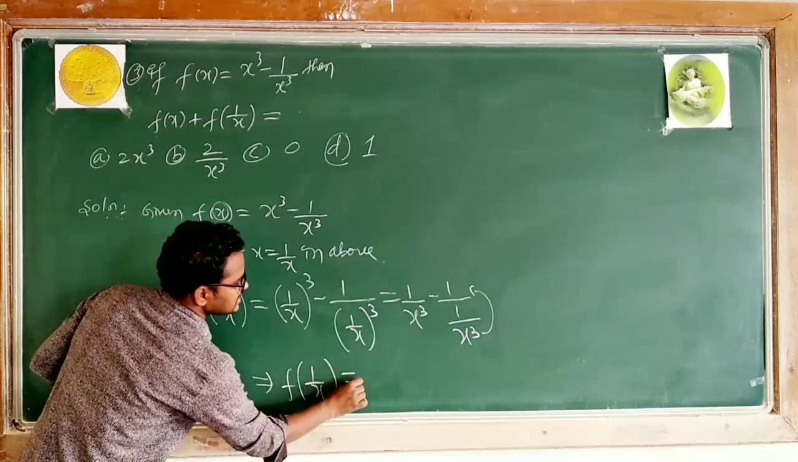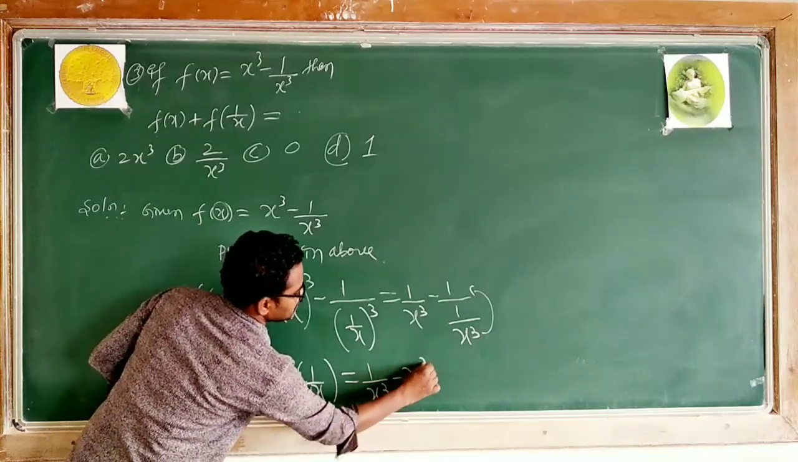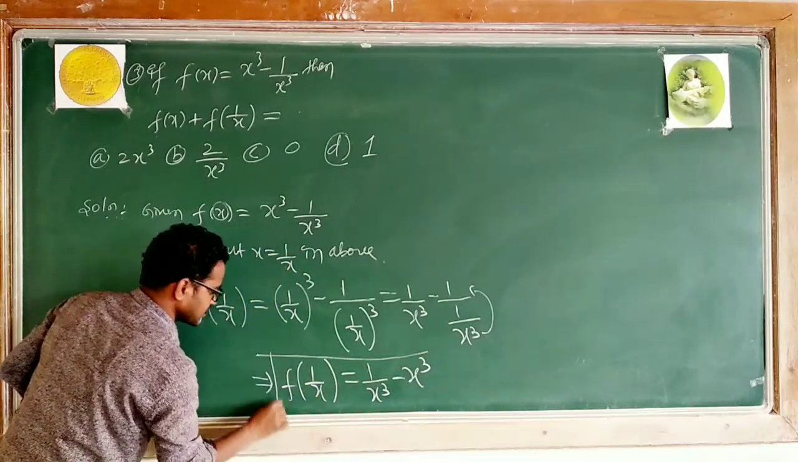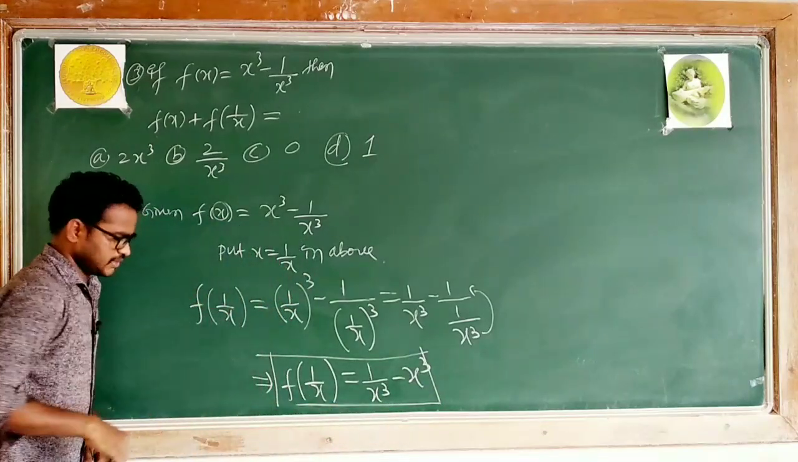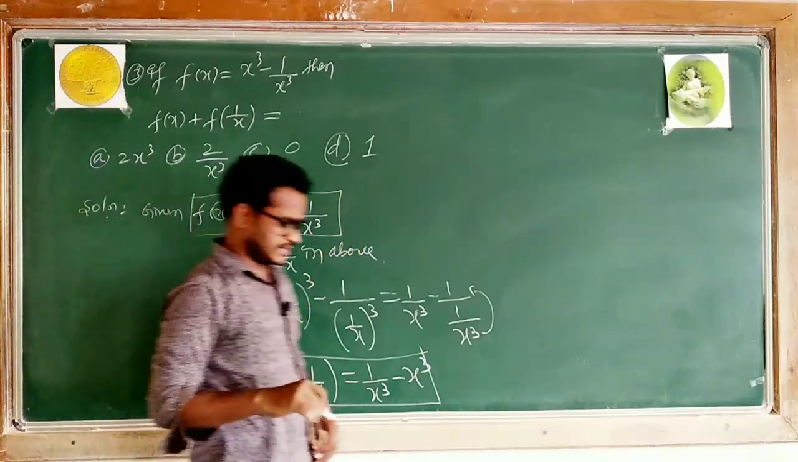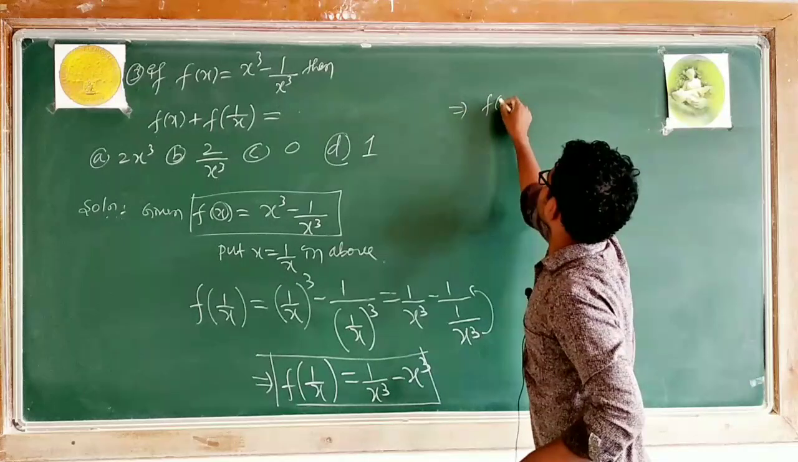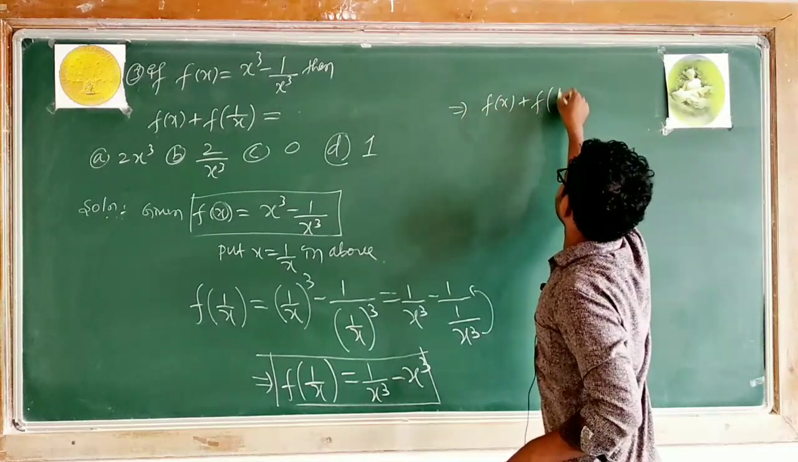f of 1 by x is 1 by x cube minus x cube. Are you getting it? f of 1 by x is this value. Means what is f of x? f of x is given as this. It implies that, what is f of x plus f of 1 by x?